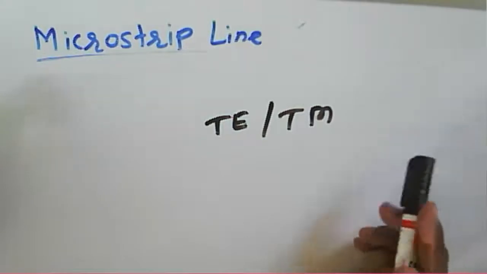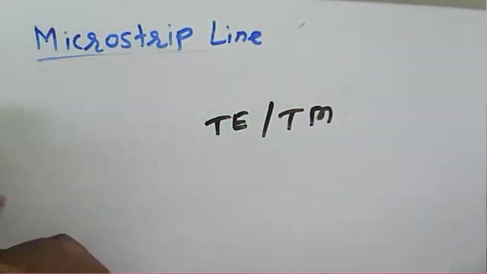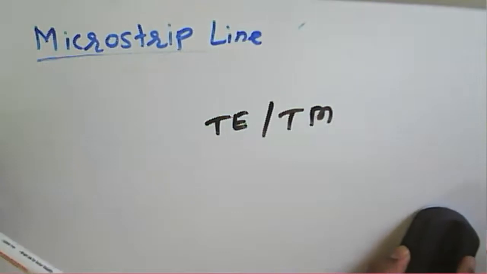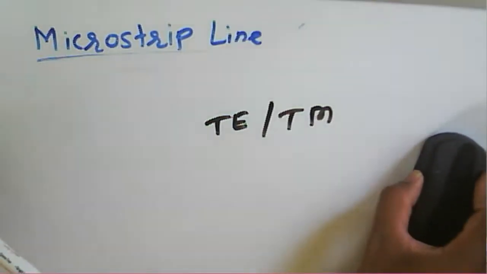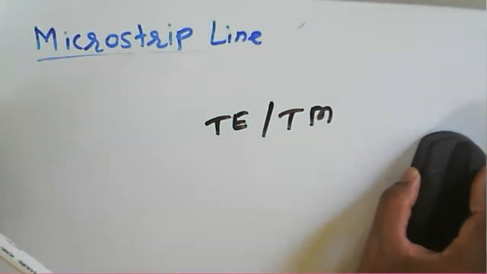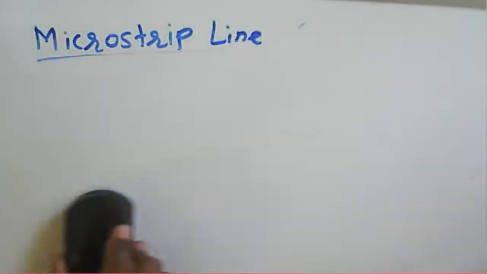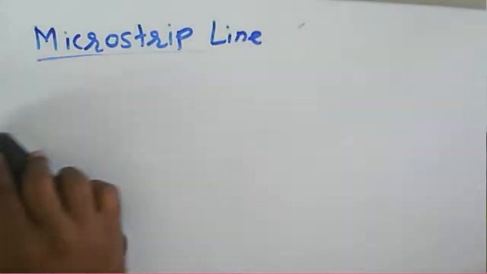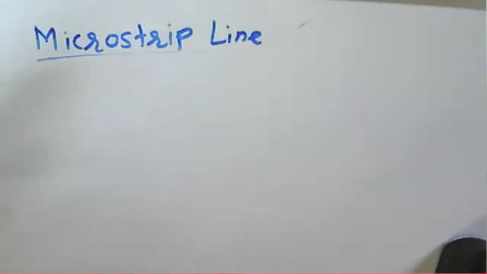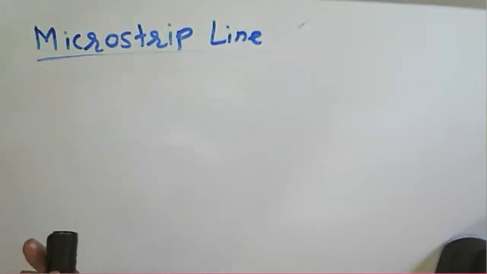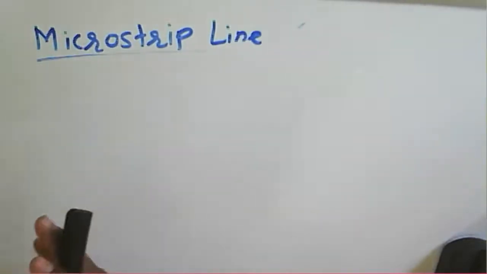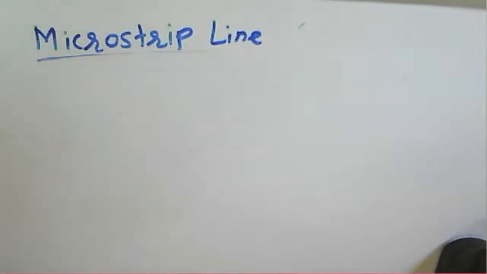It supports a TEM mode because it is a two-wire line. Similarly, we have a microstrip line. So that again supports a TEM wave. Earlier we said TE or TM for a rectangular waveguide, but in the case of a microstrip line, we say it is a quasi-TEM wave. Not a pure TEM wave is propagating through the microstrip line.